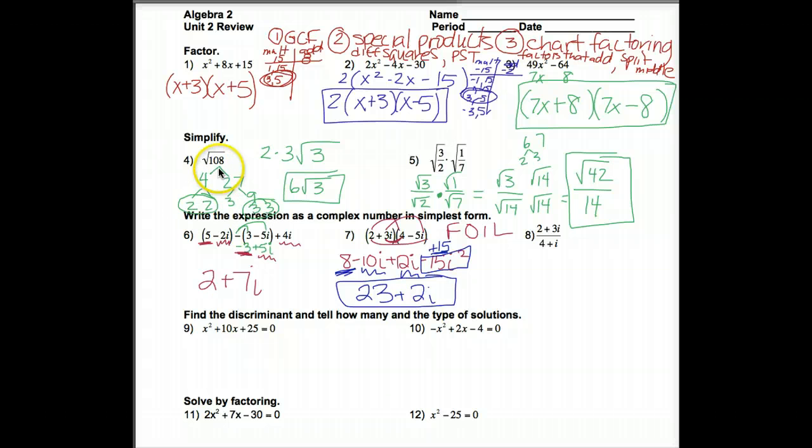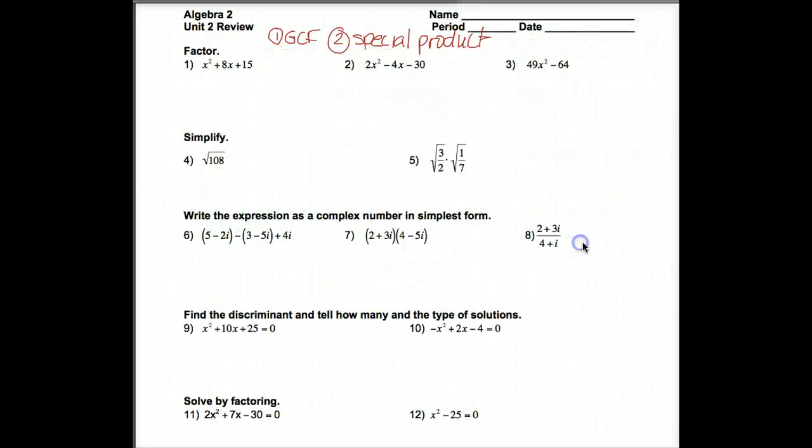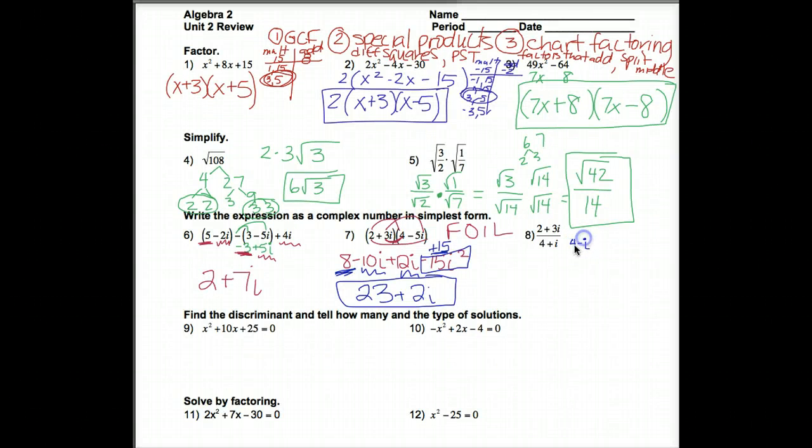On number 8, the reason why that is not in simplest form is because I can't leave an i in the denominator. So much like up here where I had to multiply the top and bottom times the radical, here I have to multiply by the complex conjugate. So all I do is take whatever the denominator was and change the sign. So 4 minus i is the complex conjugate, and then multiply that on top and bottom. So on top, when I multiply these, this is a binomial times a binomial again. You have to FOIL it.